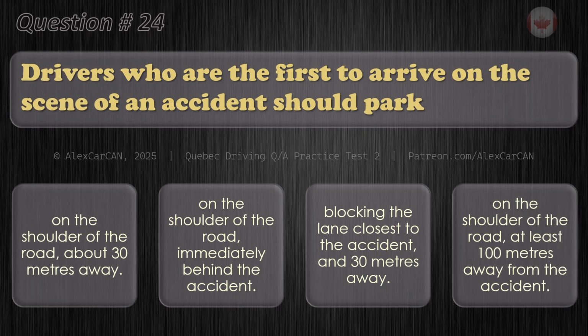Question number 24. Drivers who are the first to arrive on the scene of an accident should park on the shoulder of the road, about 30 meters away. On the shoulder of the road, immediately behind the accident. Blocking the lane closest to the accident, and 30 meters away. On the shoulder of the road, at least 100 meters away from the accident. The correct answer is on the shoulder of the road, about 30 meters away.